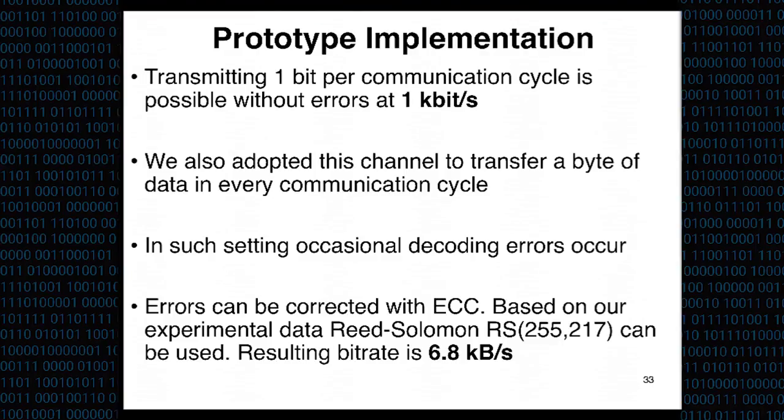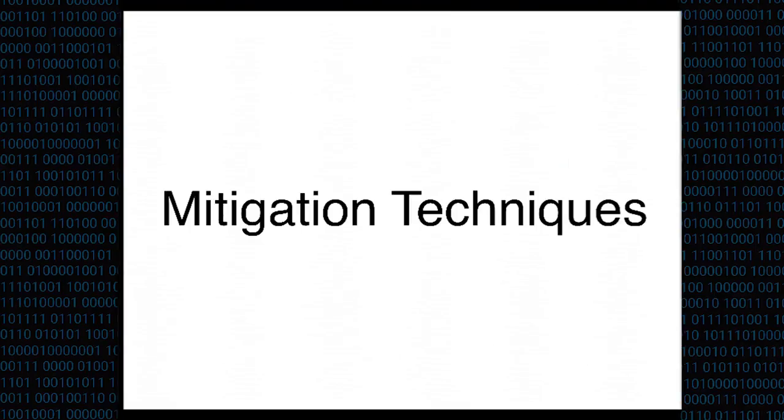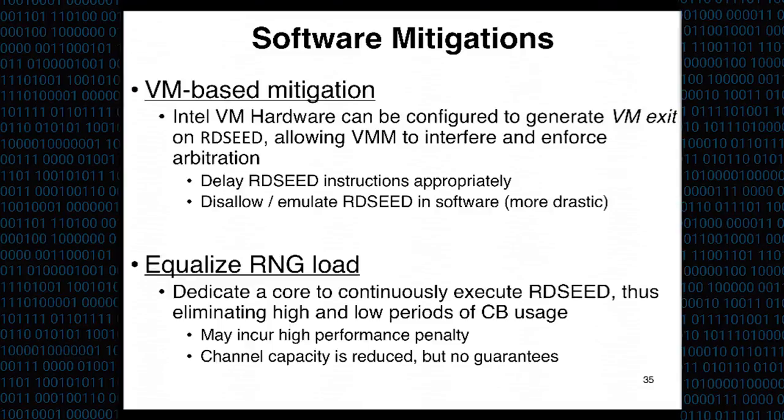We also tried to transmit a byte in each of these, but there are some occasional errors that occur then. And so we need error correction codes. If you use error correction codes to fix that, then you get about 7 kilobits a second of capacity. Again, this is a very dirty implementation just to show that it's possible. Much, much higher throughput can be done. So now, finally, how to mitigate this?